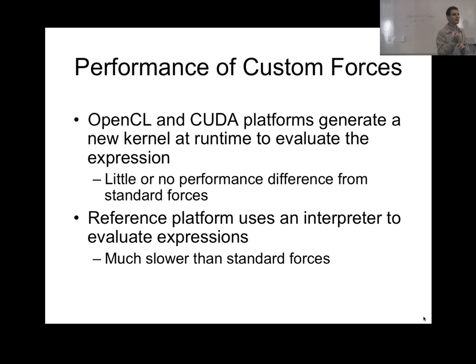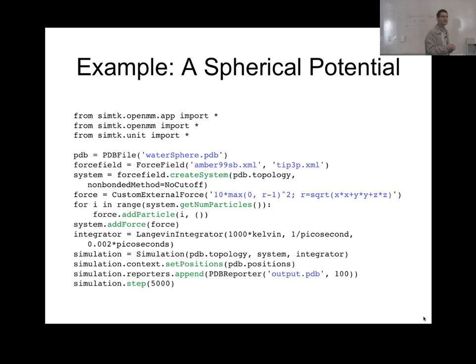Then we take that code and stick it into the middle of a kernel and send that kernel down to the compiler. What actually ends up happening is that you end up with just a GPU kernel that runs at the same speed as any other GPU kernel. It just happens to have your expression embedded in it. So there is very little performance difference from the standard forces. That's true for OpenCL and CUDA. Reference platform actually uses an interpreter, so on reference platform, it'll be a lot slower. But if you're using reference platform, you probably don't care about performance.